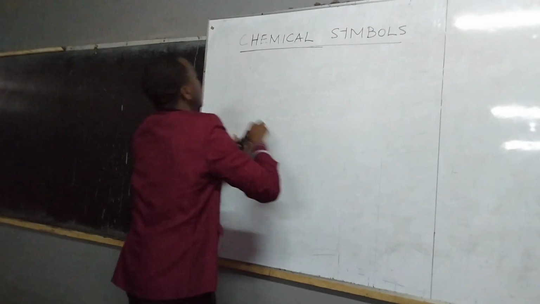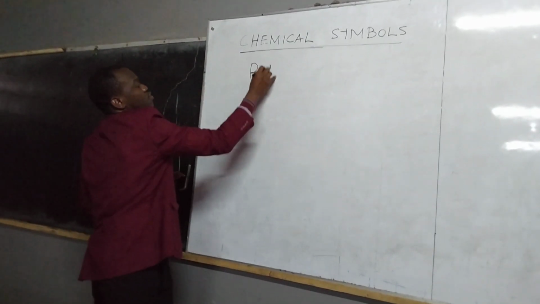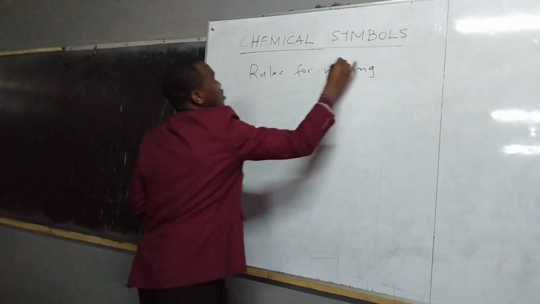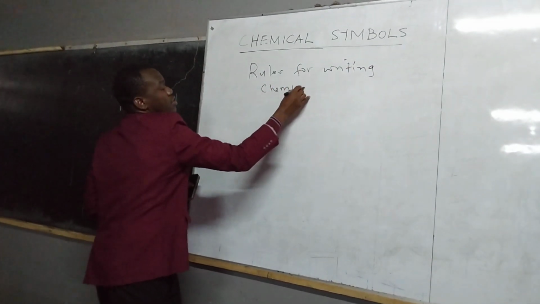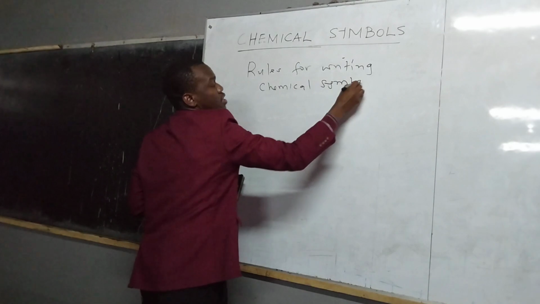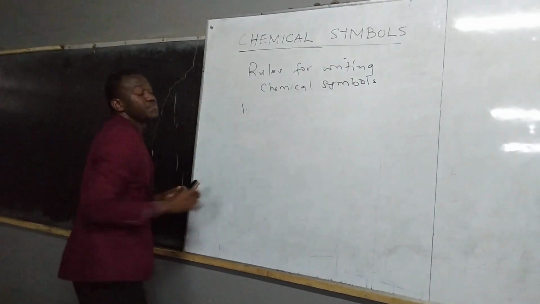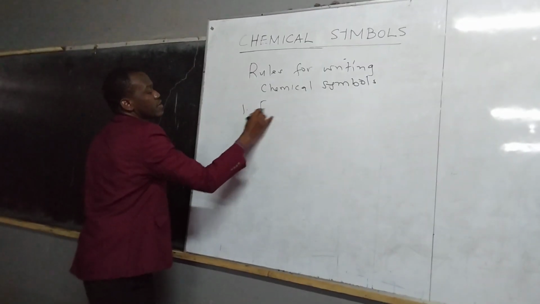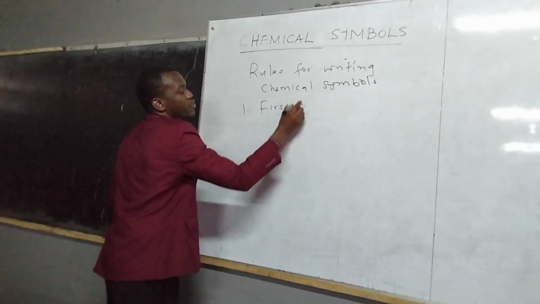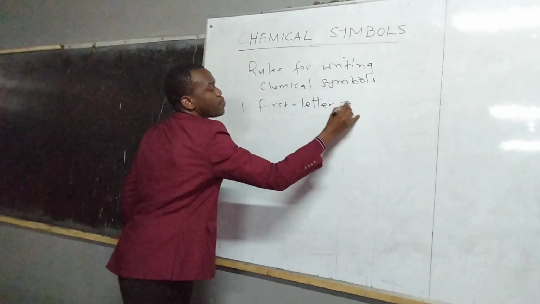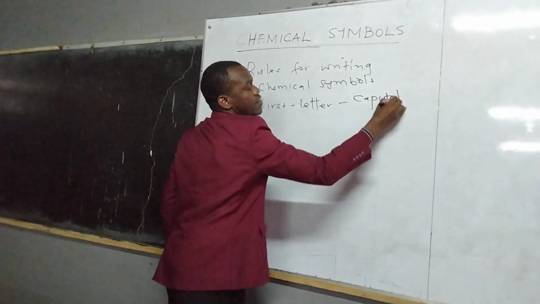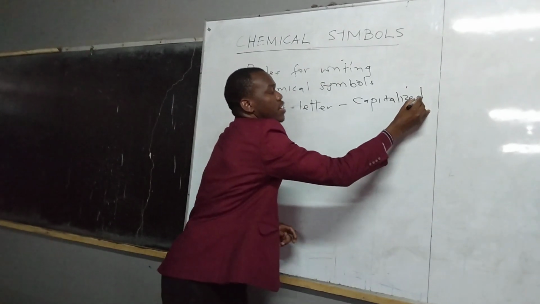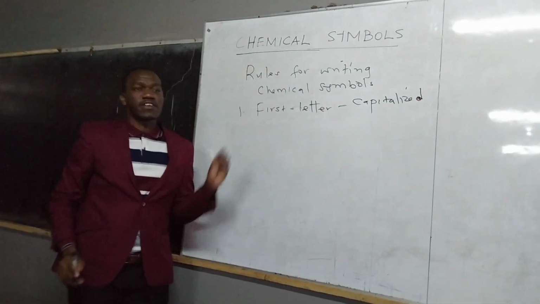Rules for writing chemical symbols. Rule number one is that you ensure that the first letter of that chemical symbol is capitalized. That's the first rule. You must ensure that you start with a capital letter.